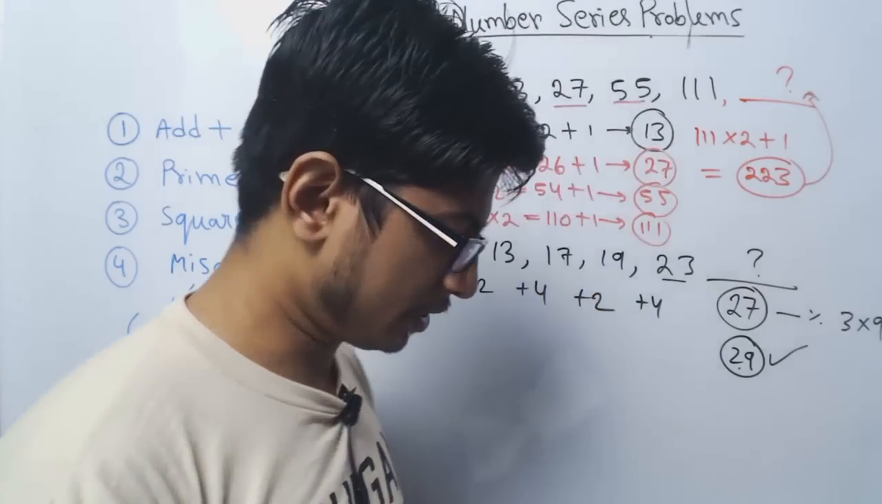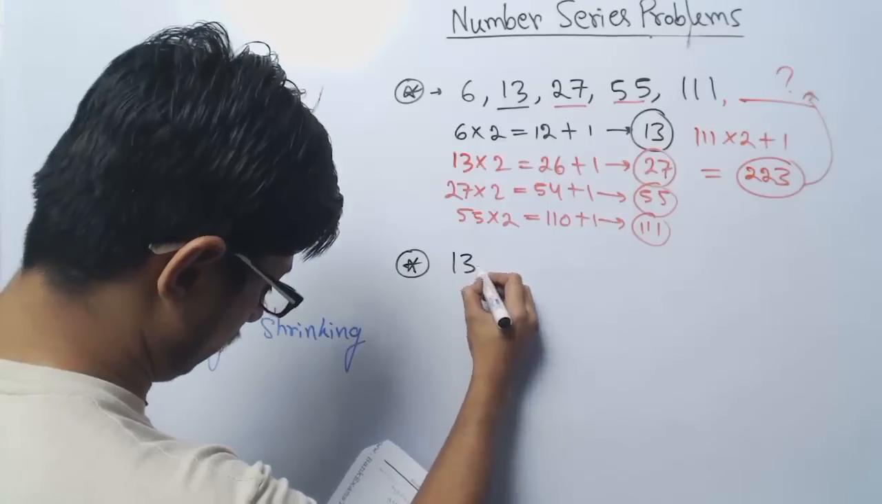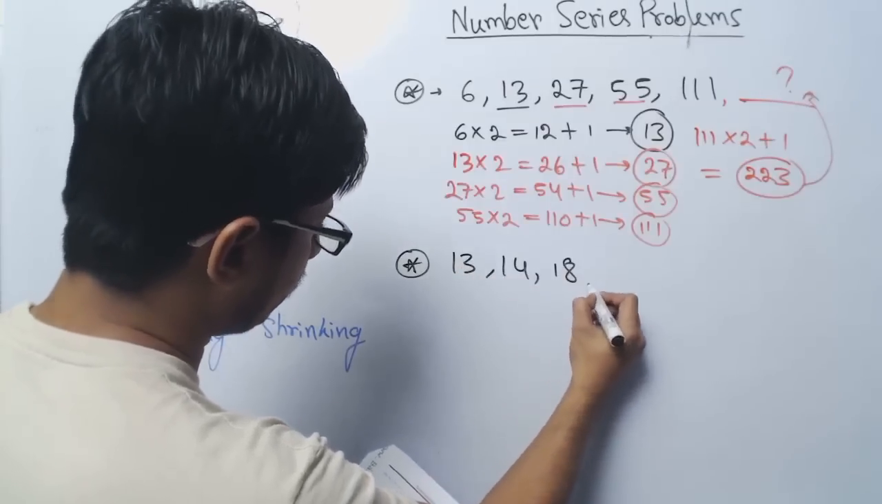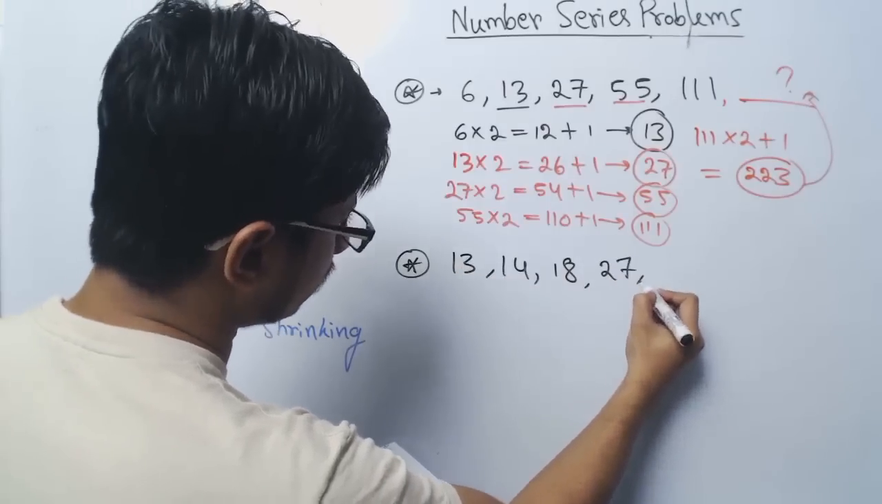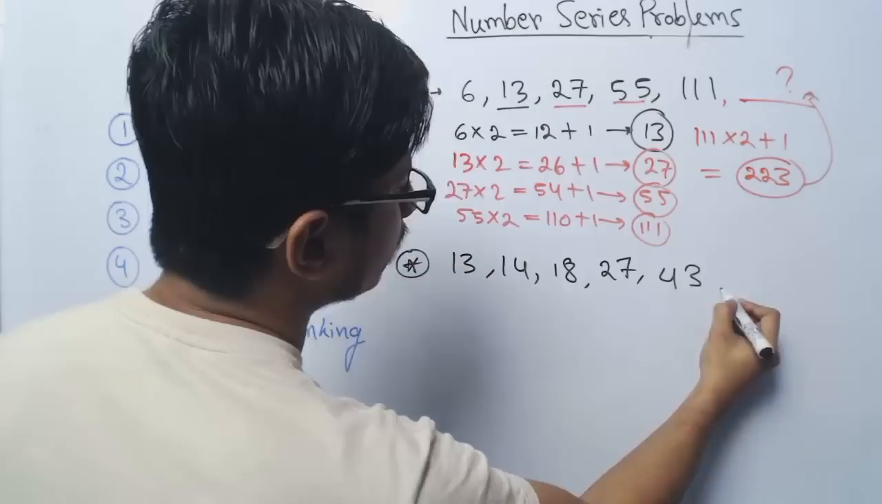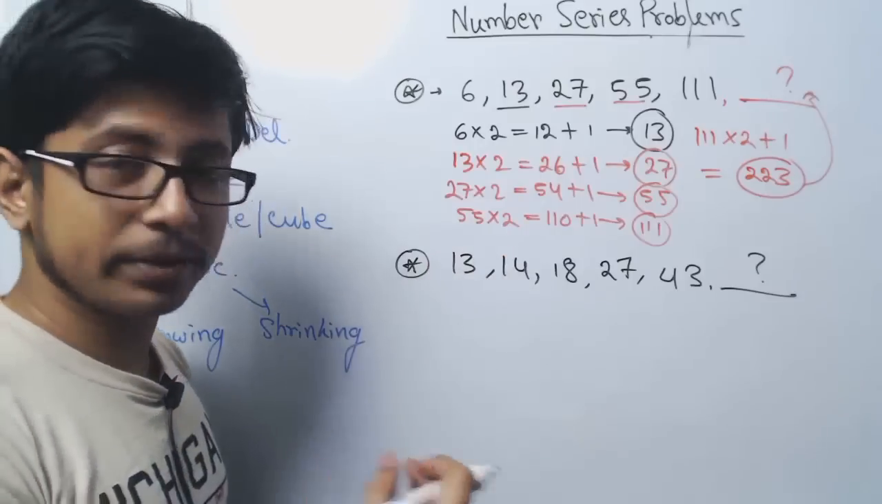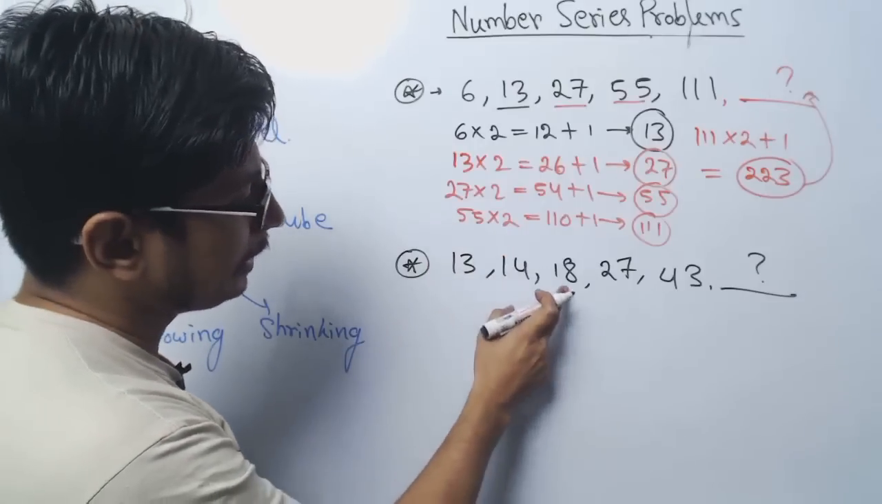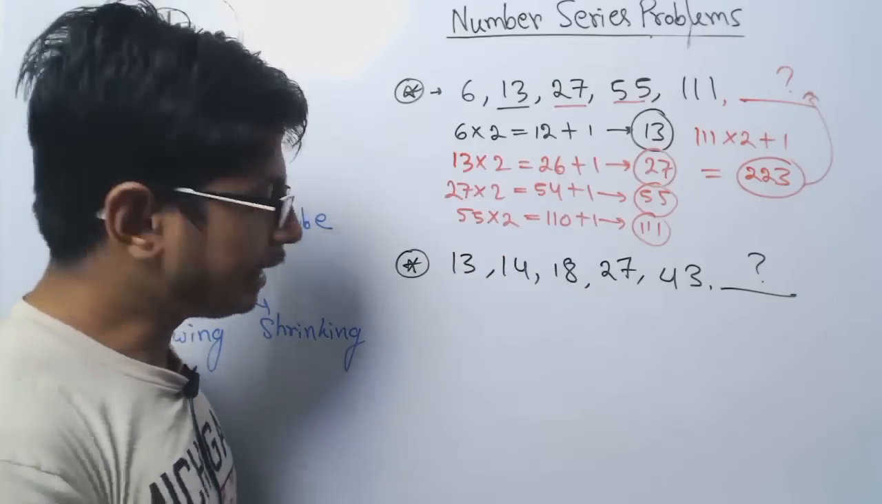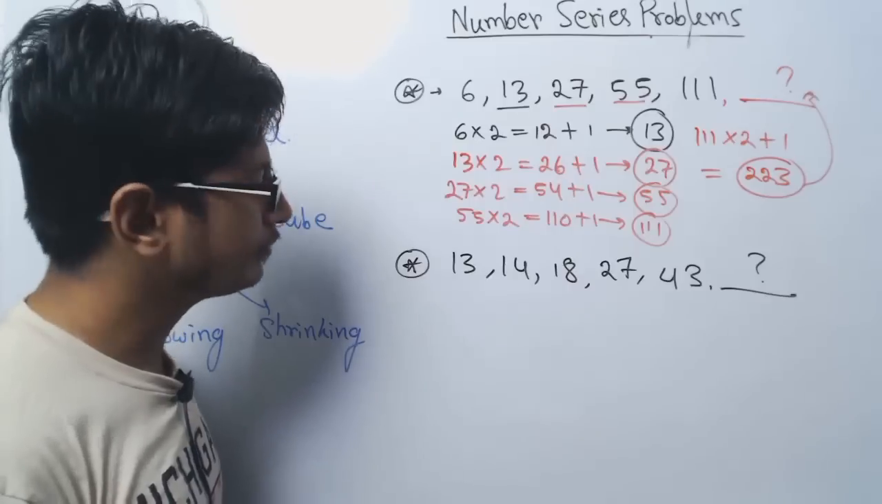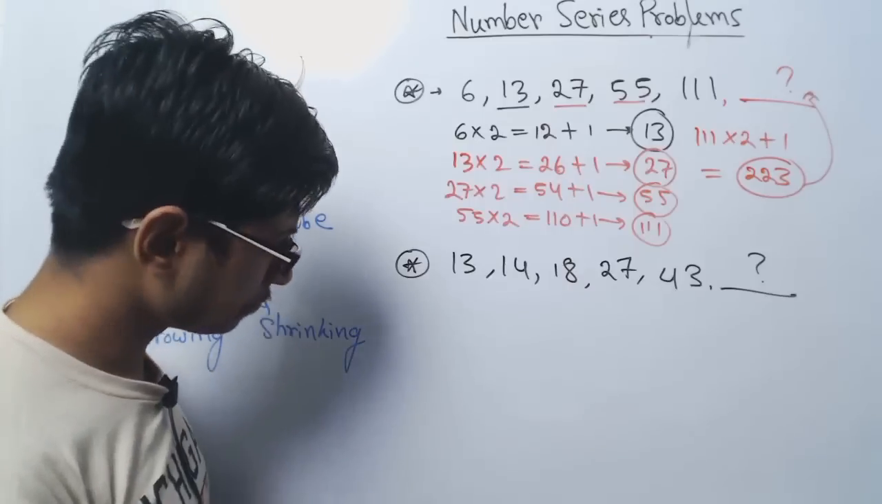Now the last one, let's do it here. It starts with 13, 14, 18, 27, 43, and then what is there? So again, think of how it goes. 13, 14, 18, 27, 43. So again, we're increasing. Okay, slowly increasing.